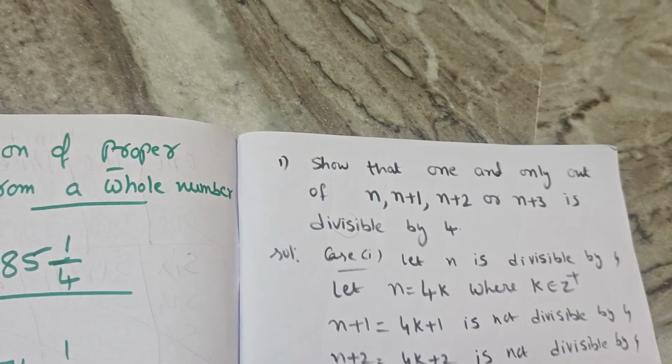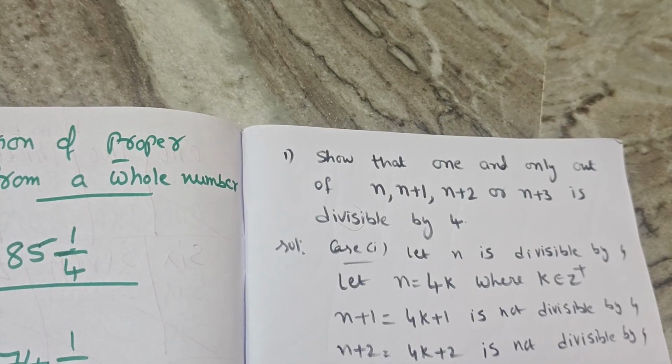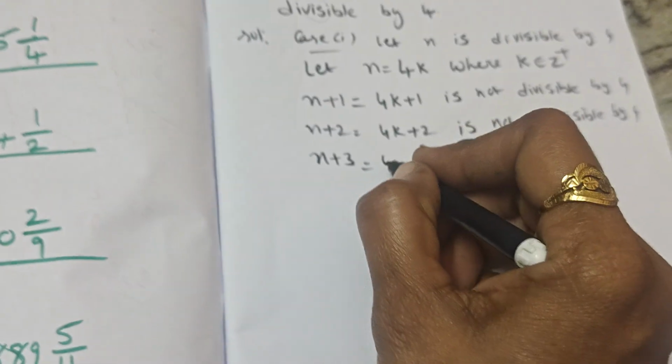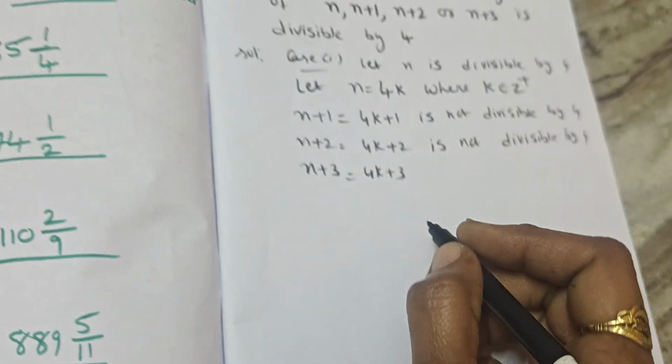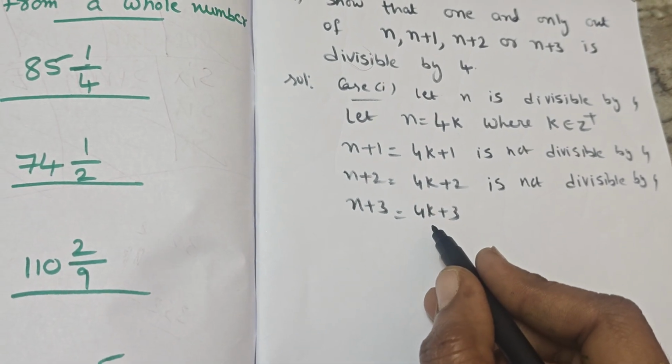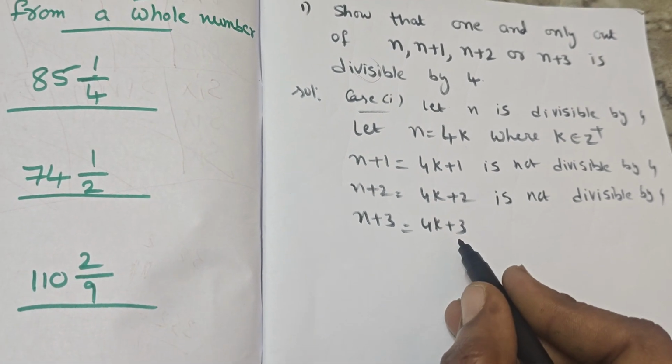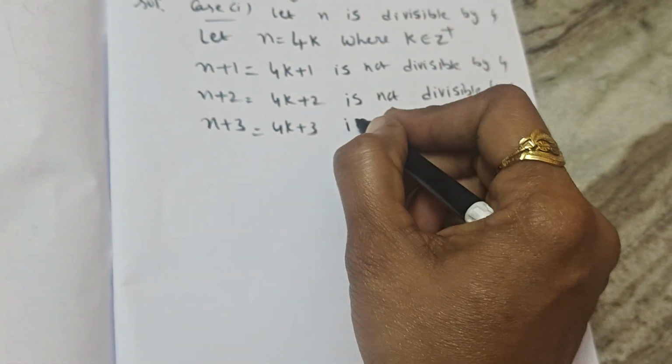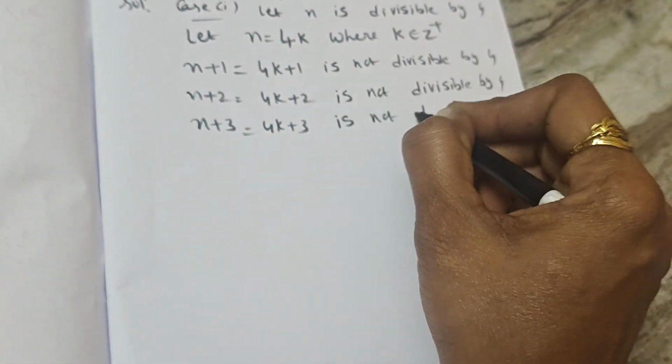If you go for the next one, n plus 3. n plus 3 means what? N value we already know, 4k plus 3. You take in the place of k any positive integer. 4 ones are 4, 4 plus 3, 7. Not divisible. So any number you take, it is not divisible by 4.